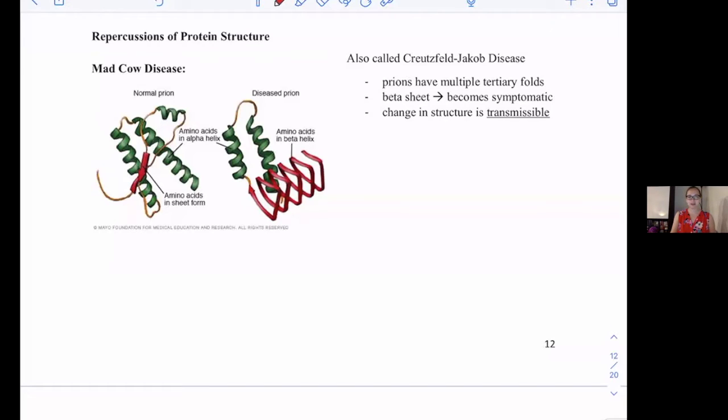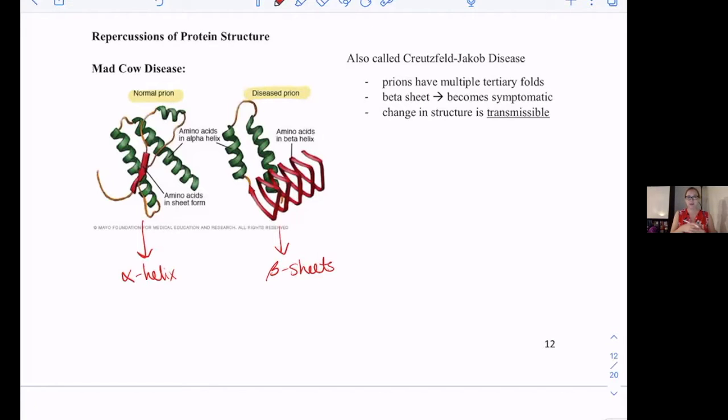Here you'll see that we have a normal prion and a diseased prion. This is this particular protein. You'll see that there's a lot of alpha helices in the normal one. However, in the diseased one, there's a lot of beta sheets. The prions have multiple tertiary folds, multiple specific folds that allow the protein to do its particular job.